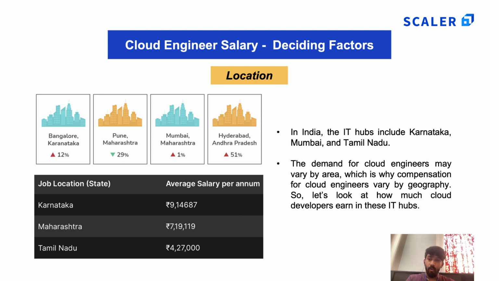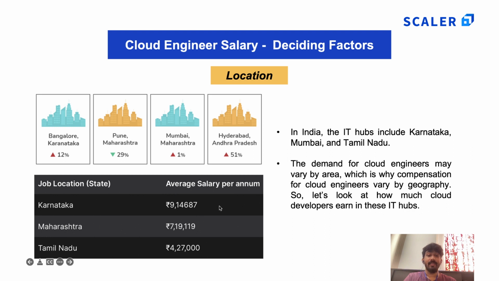Location also will basically decide your salary. For example, in Karnataka, especially in Bangalore, your salary will be more because of the number of IT companies available here. The IT hubs in India include Karnataka, Mumbai, and Tamil Nadu, which is basically Bangalore, Mumbai, and Chennai. So these are the average salaries provided. Karnataka it's 9, Maharashtra it's 7, Tamil Nadu it's around 4.5.